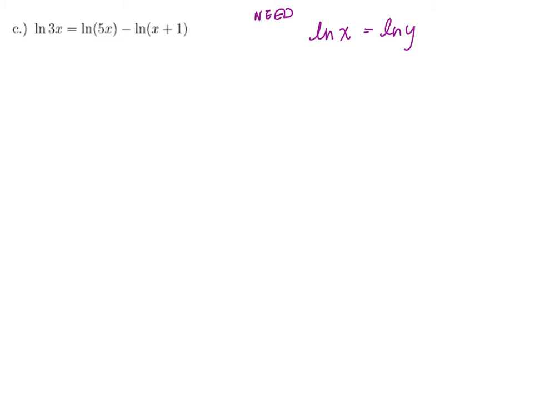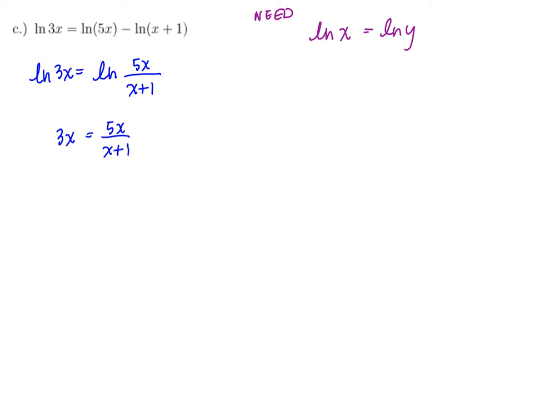So over here on the right hand side, we could shove those two logarithms together. This is the natural log of 3 times x on the left equals the natural log of 5x upstairs over x plus 1, because by those properties of logarithms we can combine them as a quotient. And now that we have log equals log, we see that 3x equals 5x over x plus 1. We can drop the log, we can just mess with the arguments.